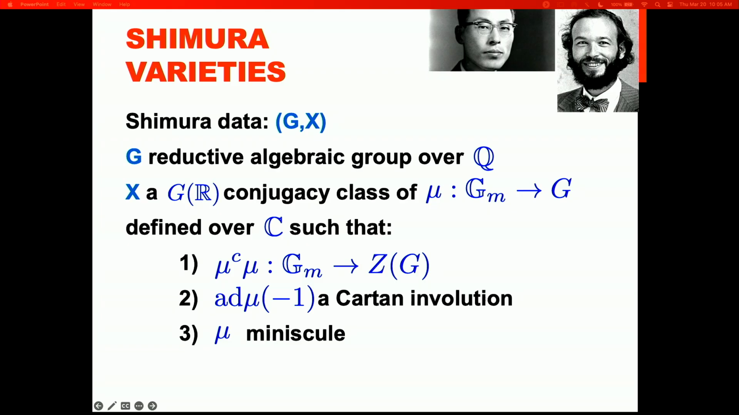The image of -1 under any of these co-characters in the adjoint group should be a Cartan involution, meaning that if I take the inner form of the adjoint group gotten by composing complex conjugation by this element mu of -1, I get a compact group. And finally, mu should be minuscule, meaning that if I look at its weights in the adjoint representation, I get just 3 eigenvalues.